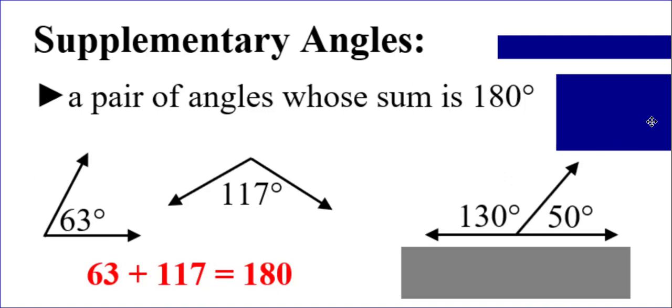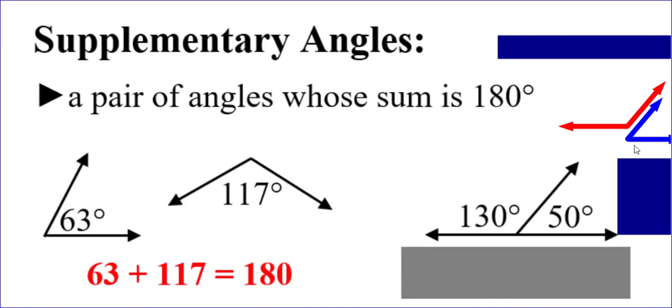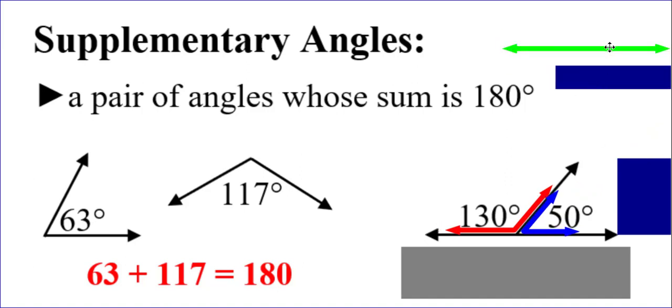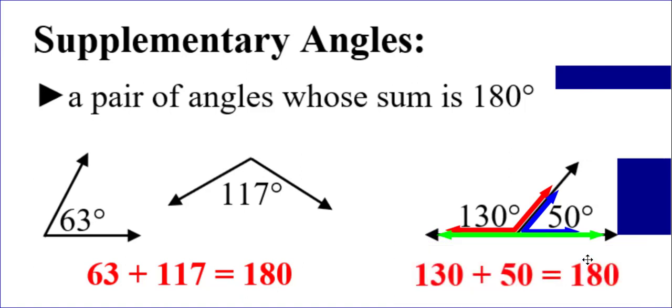Here's another example, and this is the kind you're going to very commonly see, where you have one angle adjacent, meaning next to another angle, where those two adjacent angles together form a straight angle. We know a straight angle measures 180 degrees. And as you can clearly see, 130 plus 50 equals 180. This is clearly a pair of supplementary angles.